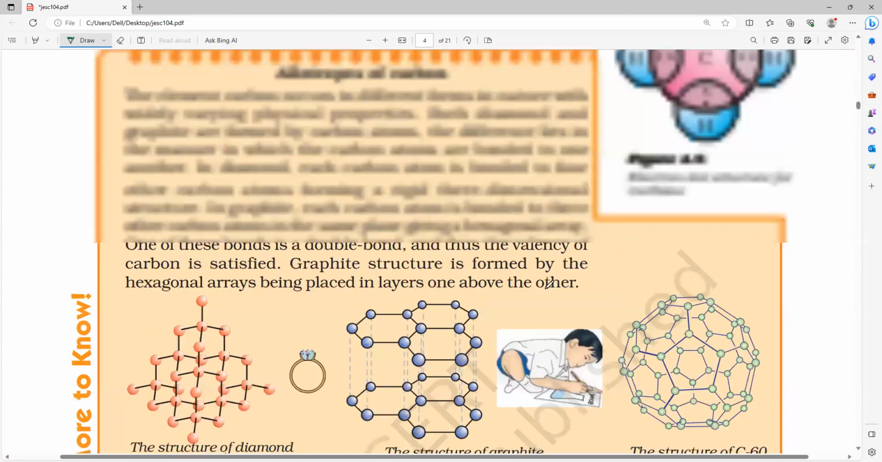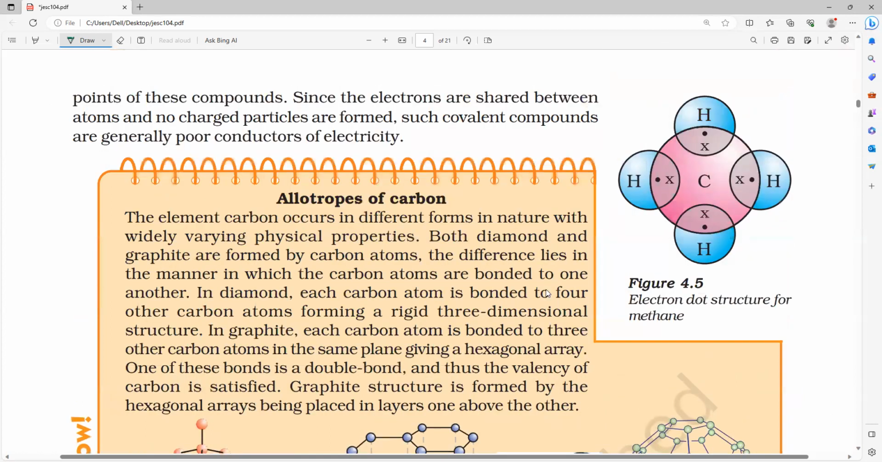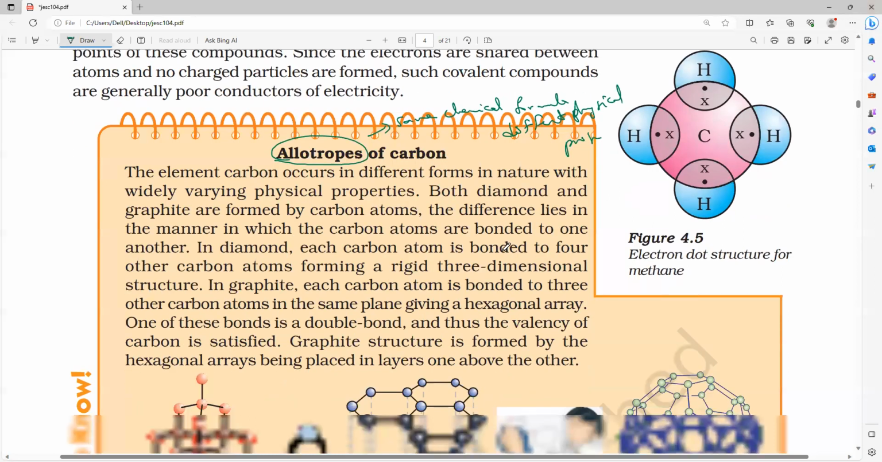These are the examples of allotropes of carbon. I already taught you what allotropes mean. What do you mean by allotropes? Same chemical formula, but different what, everybody? Different physical properties. So that is what we call allotropes. I don't have much time to teach this.